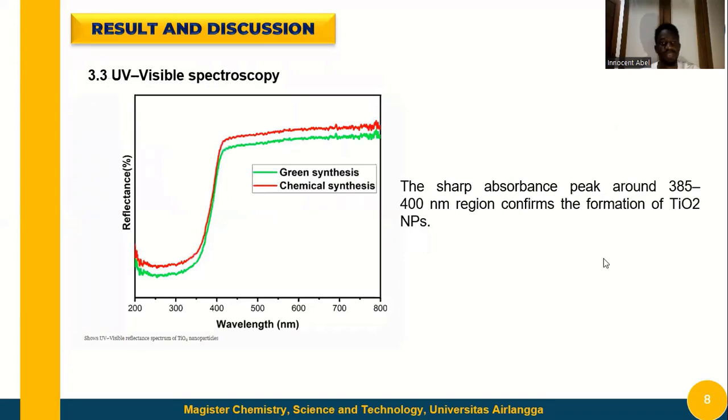Also, we have the UV-Vis spectroscopy. The sharp absorbance peak was observed around 385 to 400 nanometer, as you can see. So this confirmed the presence of titanium dioxide nanoparticles.